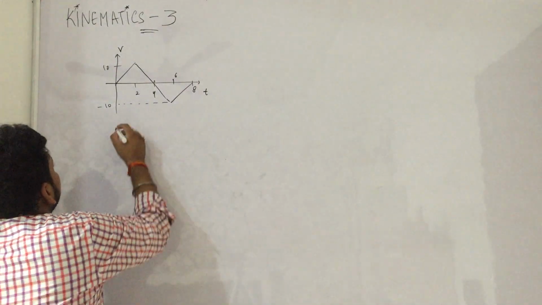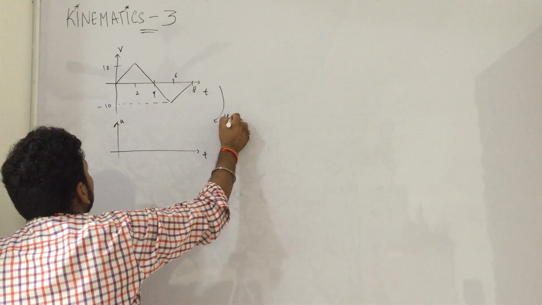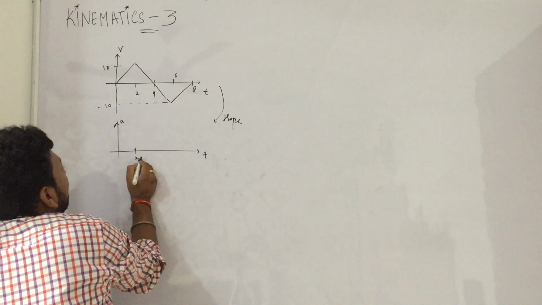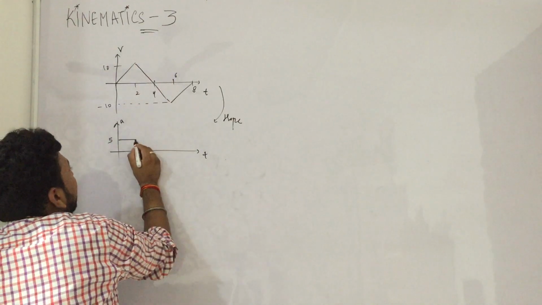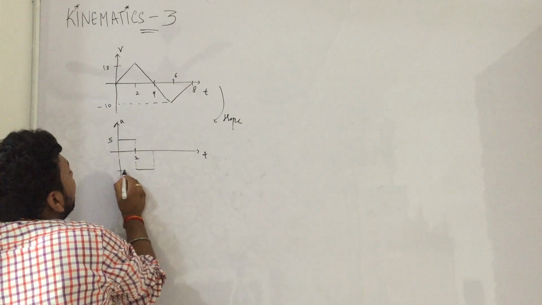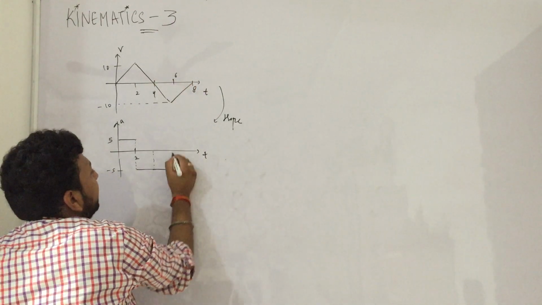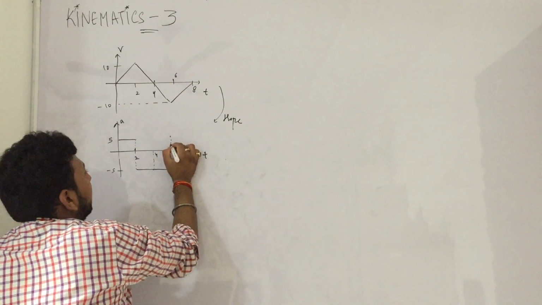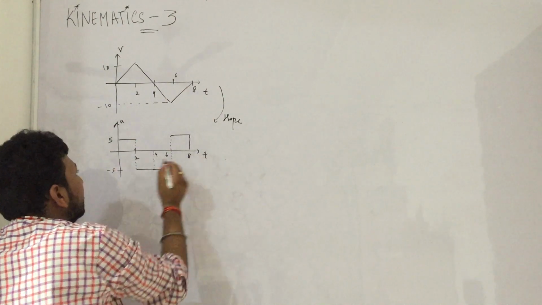So let us see the AT graph. It is a slope. So how much is the slope? First 10 by 2, 5. First 2 seconds, 5 is the slope. In the next 2 seconds, 10 decrease in 2 seconds, that means -5. -5 is the slope. Then again 10 decrease in 2 seconds, that means -5 is again the slope. Then in the next 2 seconds, 10 increase in 2 seconds, that means +5 is the slope. This is the AT graph.